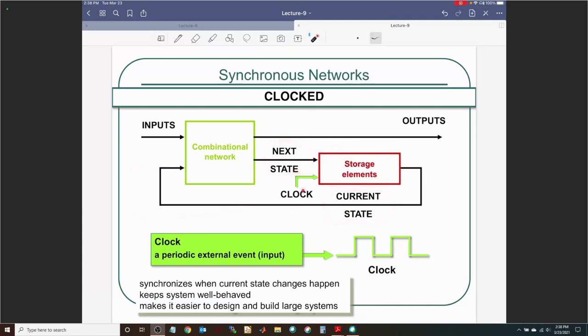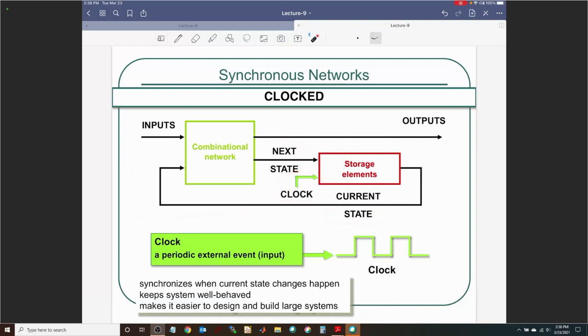But this particular input, the clock input, wasn't very explicitly drawn. And we didn't talk about that. But now we are going to start talking about a very strong dependence on a clock input. So we need to put it explicitly into the diagram.